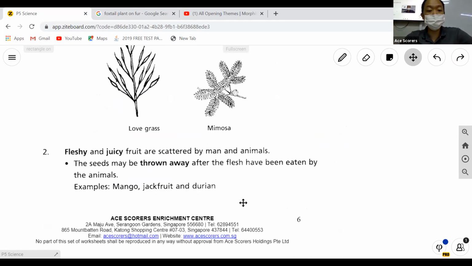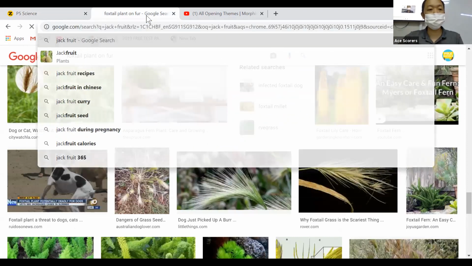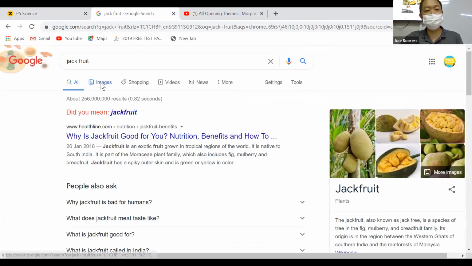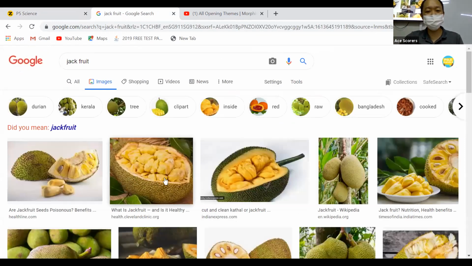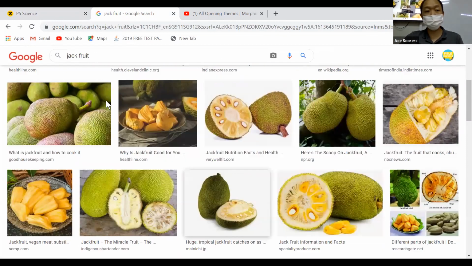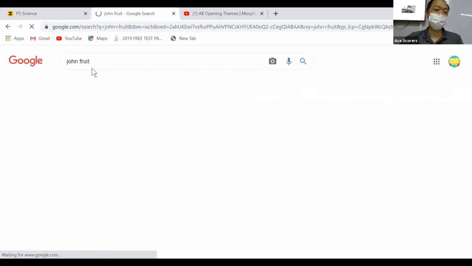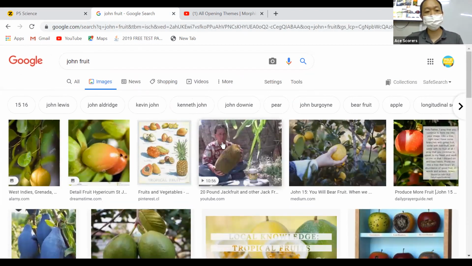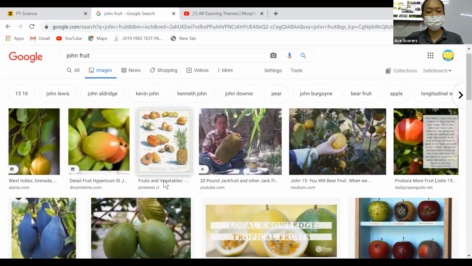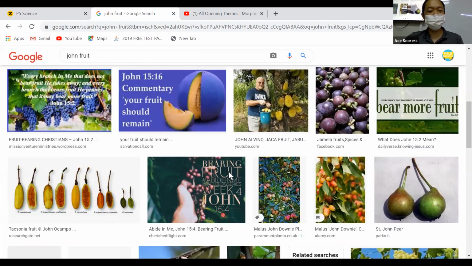Wait, did we try jackfruit? Of course you have. Yeah, very sweet. Have you tried John fruit? Are you sure there's such a thing called junk food? It's John fruit. That's a durian. No, this is not durian, this is jackfruit. Okay, how about a John fruit? I don't know. Probably the guy's name is John and he's holding a John fruit. I don't know.